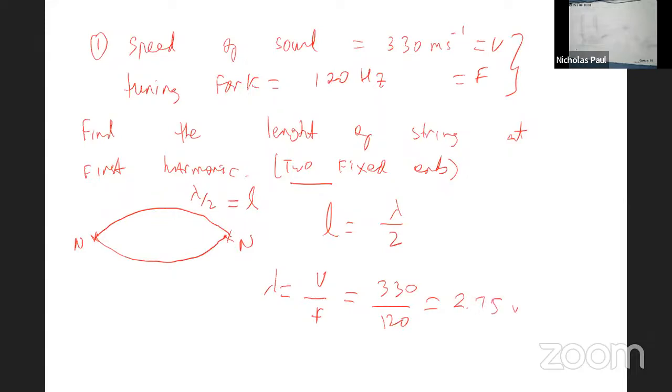2.75, yeah, 2.75. So it means that the length of the string is 2.75 on 2. That's the length of the string. How much is that? 1.375. That's the way that we could find the length of the string.